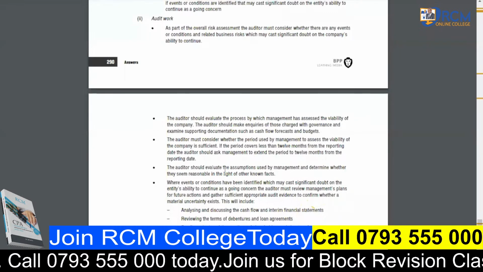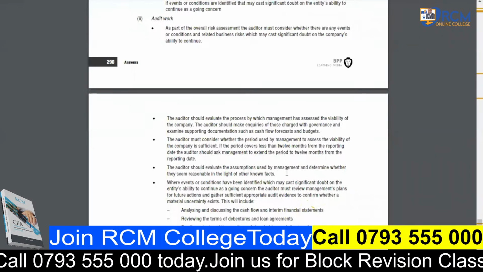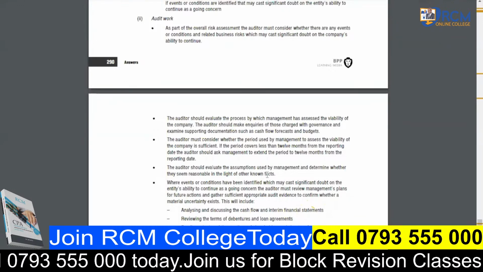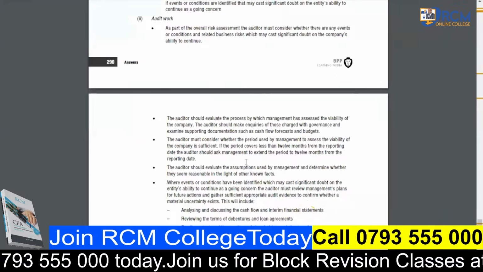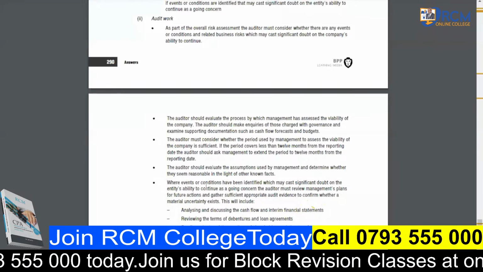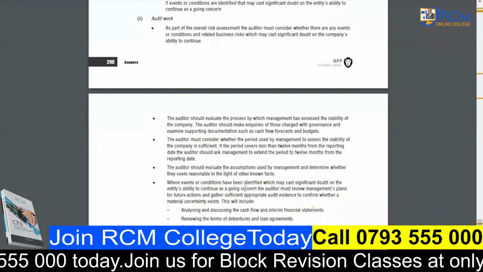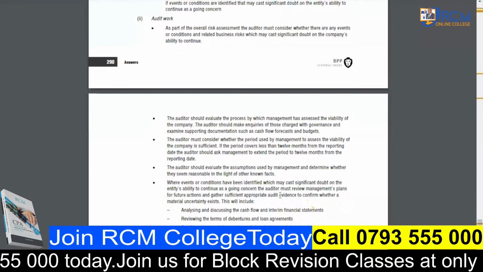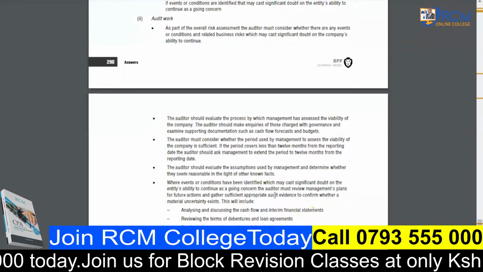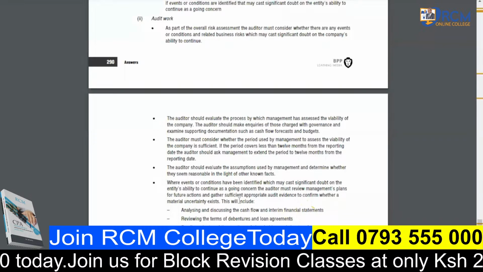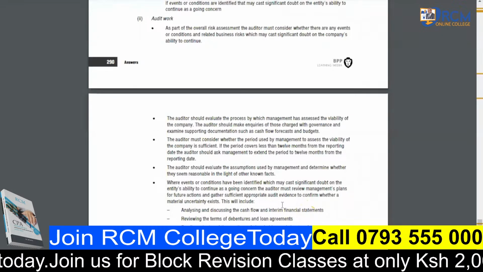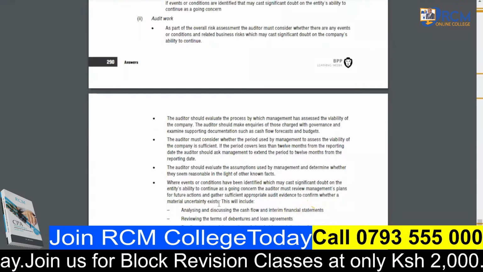Right? The auditor should evaluate the assumptions used by management and determine whether they seem reasonable in light of other known facts. So, reasonableness of assumptions. Lastly, we are told here where events or conditions have been identified which may cast significant doubt on the entity's ability to continue as a going concern, the auditor must review management's plans for future actions and gather sufficient appropriate audit evidence to confirm whether a material uncertainty exists.